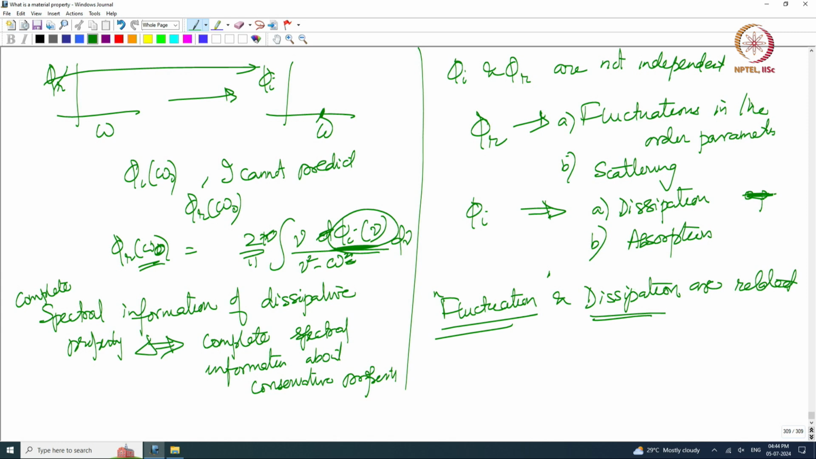So, you can go a bit further and derive what is called the fluctuation dissipation theorem in statistical mechanics. We are not going to do that. We will stop here at the Kramers-Kronig theorem, which says that scattering and absorption are related. In the next class we will start building up from this aspect onwards.